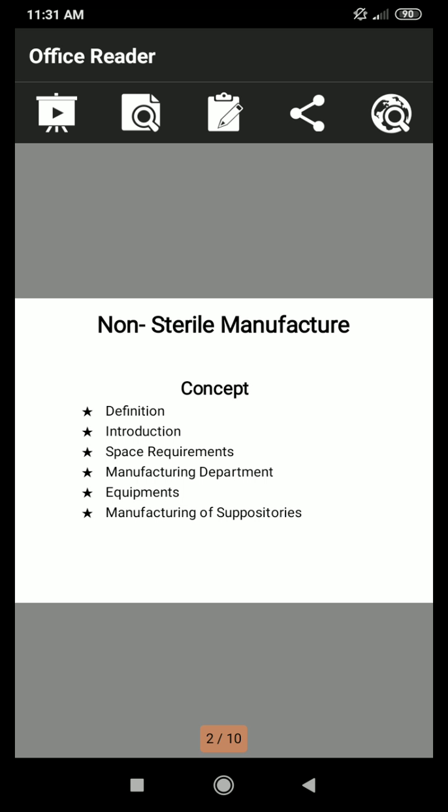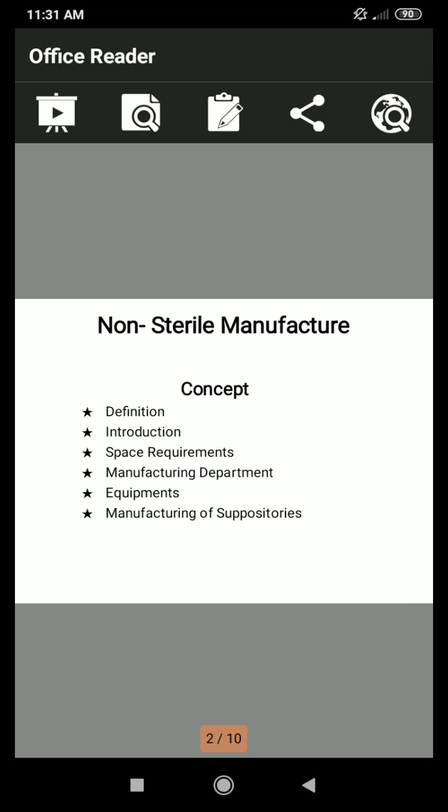Then space requirement. In space requirement, for the manufacture of tablets, pills, and hypodermic tablets it is around 900 square meter. It is 200 square meter for filling of hard gelatin capsules. For manufacture of eye ointments, eye lotions, eye drops and other preparations for external use, around 250 square meter area is required.